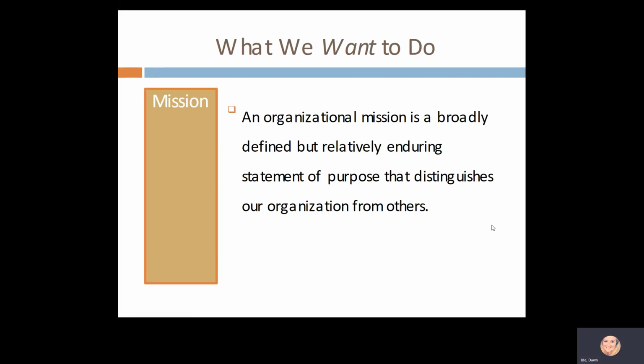You need it clear and concise. You need it concerned with who we are today, not tomorrow. That's vision, so don't get it confused. So an organizational mission is a broadly defined but relatively enduring statement of purpose that distinguishes us from everybody else.